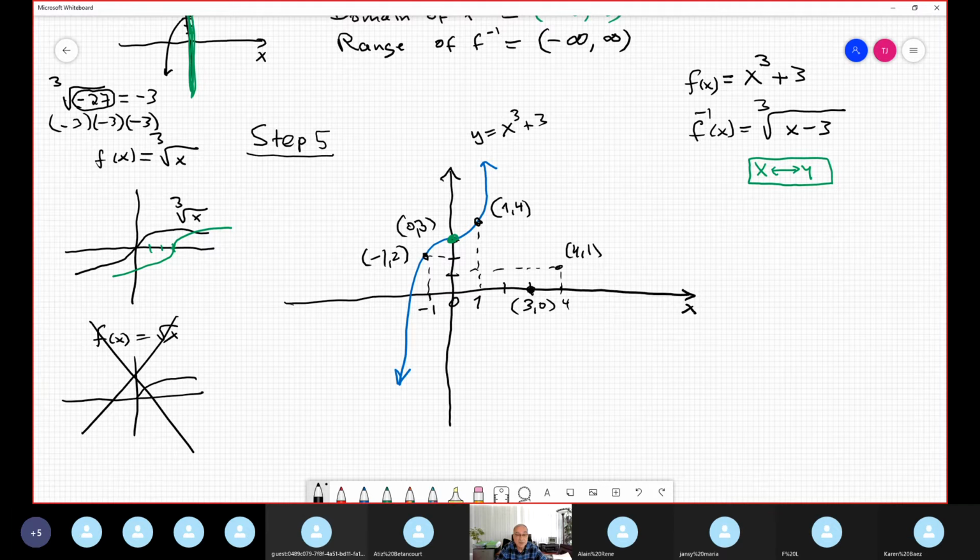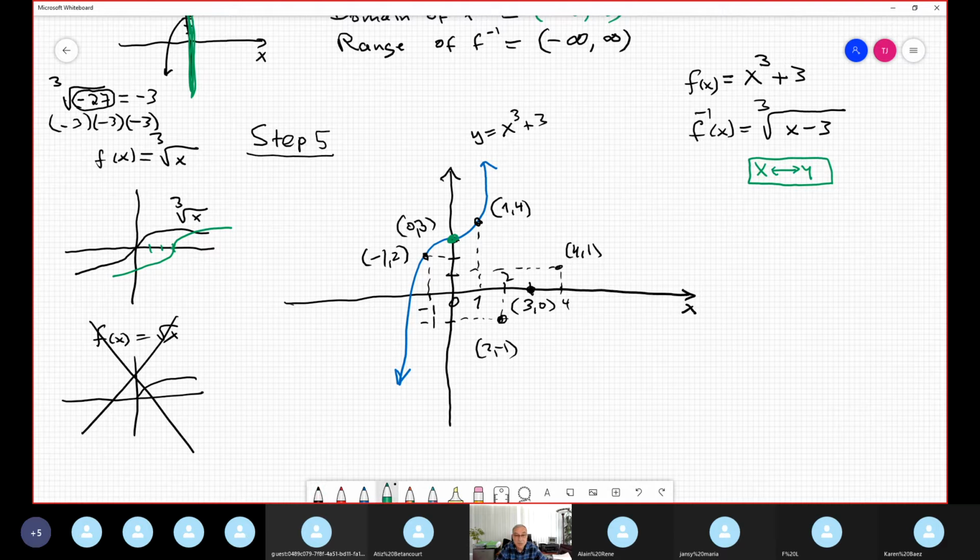And likewise, this is (-1, 2), which would be (2, -1). 2 and -1 is here. This point is the point (2, -1). Now the inverse looks like that.